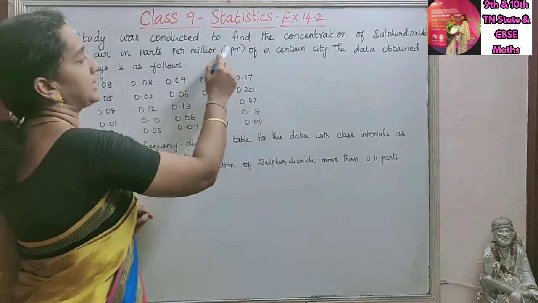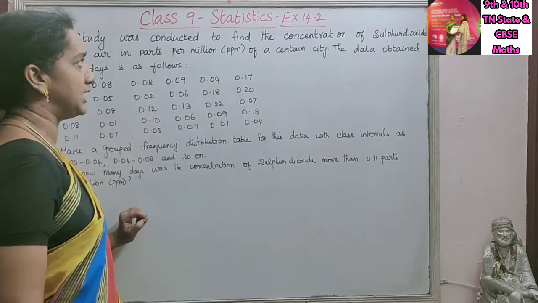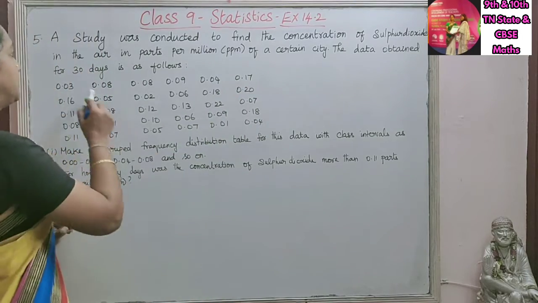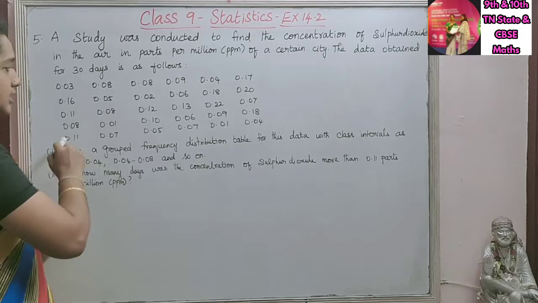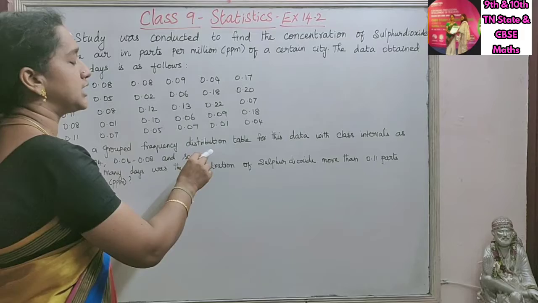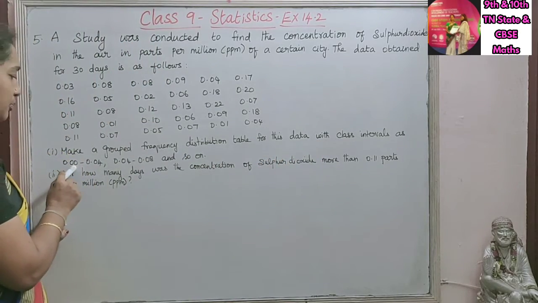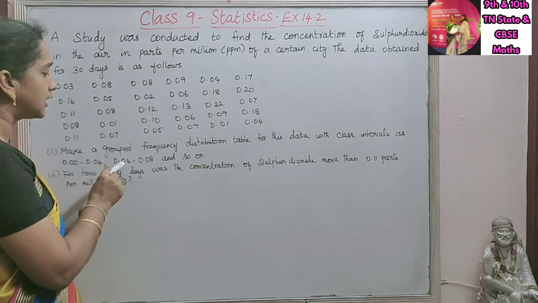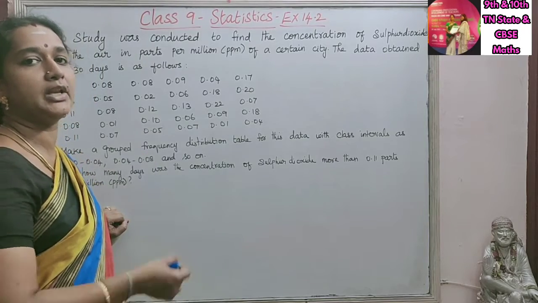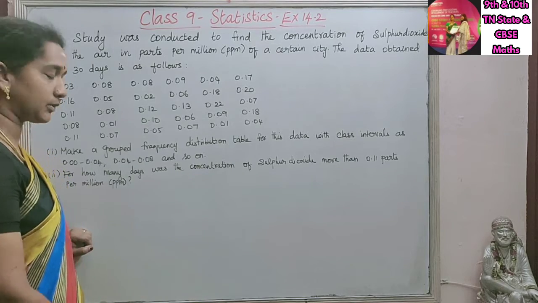A study was conducted to find the concentration of sulfur dioxide in the air in parts per million, that is ppm, of a certain city. The data obtained for 30 days is as follows. Make a grouped frequency distribution table for this data with class intervals as 0.00 to 0.04, 0.04 to 0.08 and so on. So in the question itself it is given how to distribute the given data, and accordingly we will distribute the frequency distribution data.